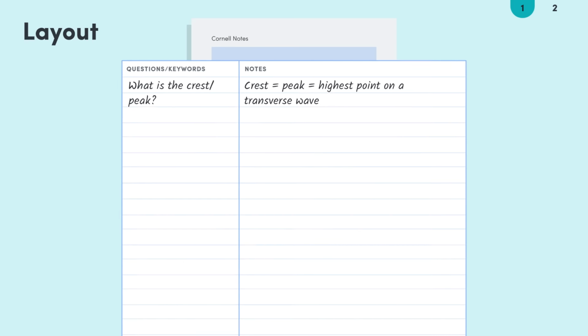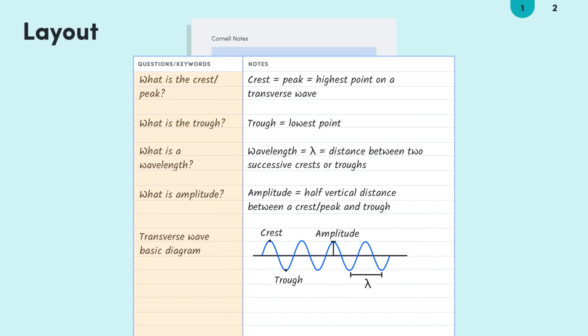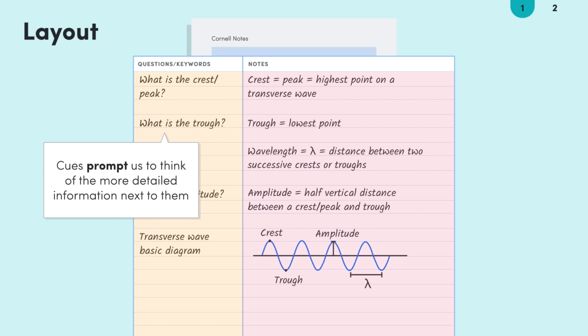What we have at the end is 2 columns, cues on the left and responses on the right. The cues on the left prompt us to think of the more detailed information next to it, which can be notes, diagrams, quotations, or whatever is relevant to the topic we're learning.